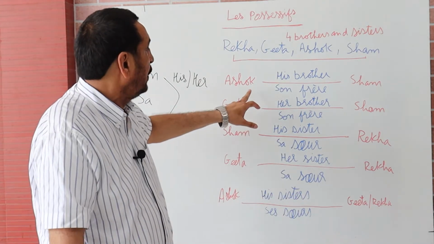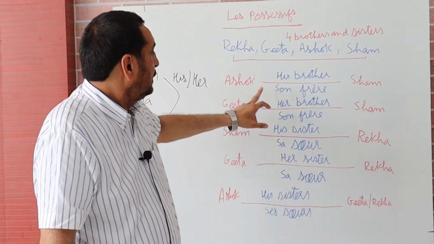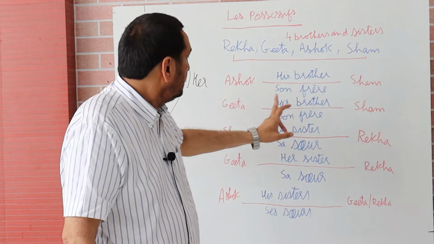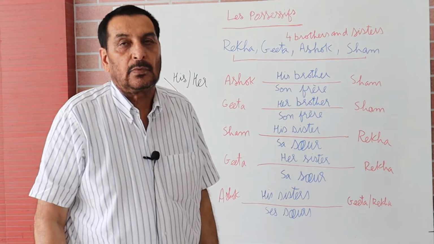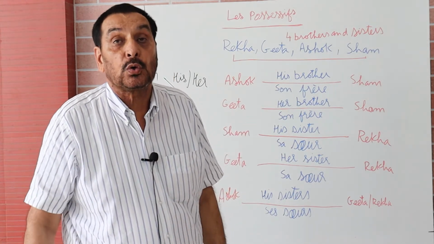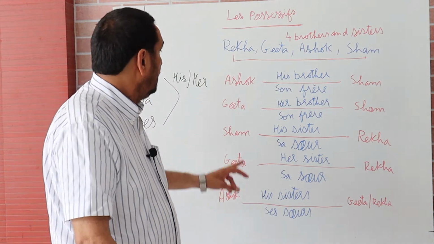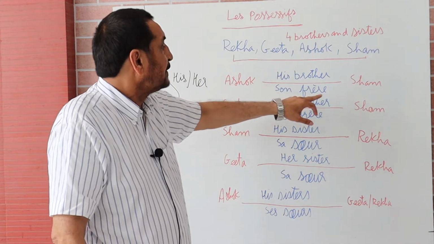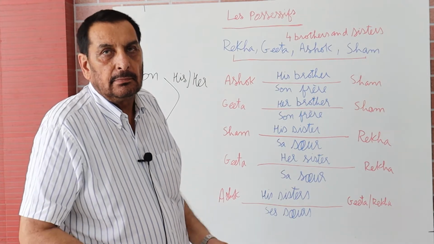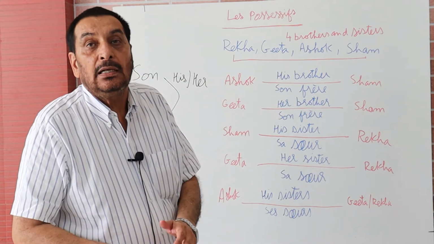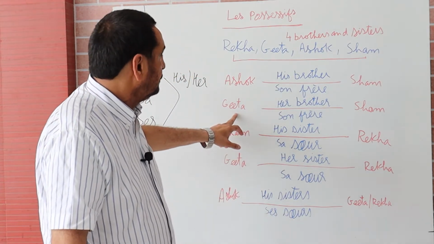Okay, let's start with Ashok and Sham. It means Ashok is Sham's brother. We will say his brother. Punjabi ch oda pra, Hindi ch uska bhai. And in French it is same. Son, as I explained you previously, is oda ya uska.